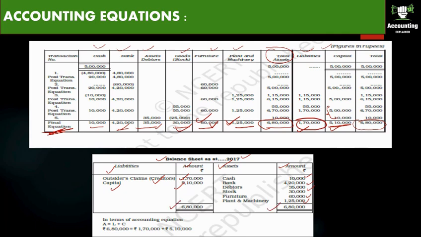So what is the accounting equation? The accounting equation is assets equal to liabilities plus capital. How much is the asset? Asset is 6,80,000. Liability we will split. What is liability? That is creditors, what we owe: 1,70,000 plus capital, how much is the capital? 5,10,000. We are taking everything from your balance sheet. When you total, you get 6,80,000 equal to 6,80,000. So this is the accounting equation.